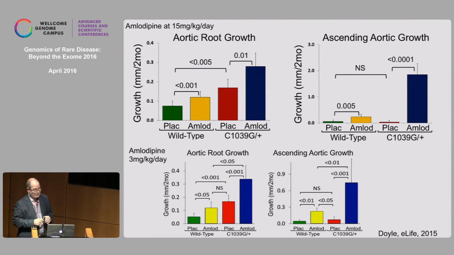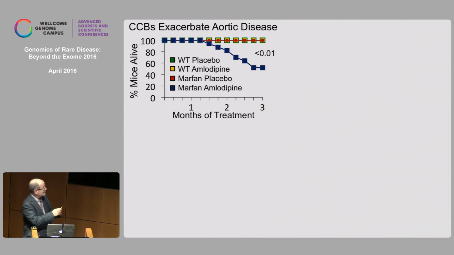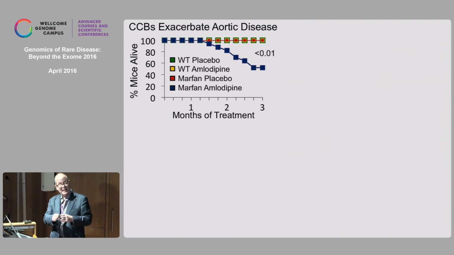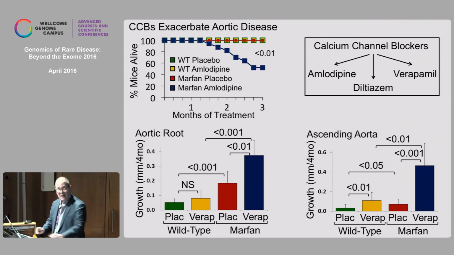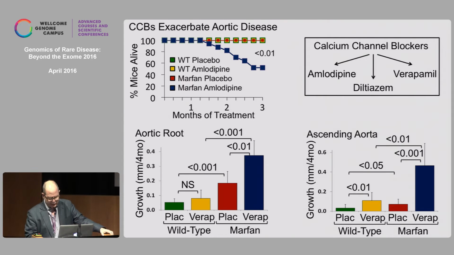We asked, is this just a feature based upon this very high dose of calcium channel blockers that are being used? But we found the identical effect even after ratcheting down the dose about 5-fold. Here is the synthetic lethality seen in these mice in response to calcium channel blocker use. Now, we asked, is this unique to amlodipine, or perhaps is this a class effect? And found that virtually all calcium channel blockers that were tested showed accentuation of both aortic root and more distal ascending aortic growth.